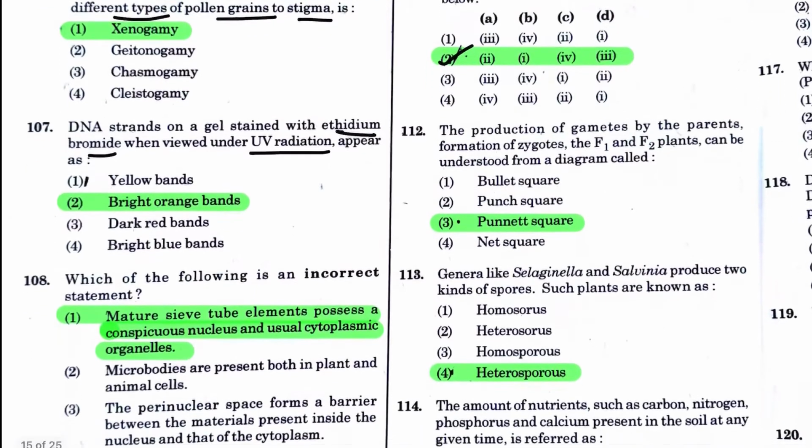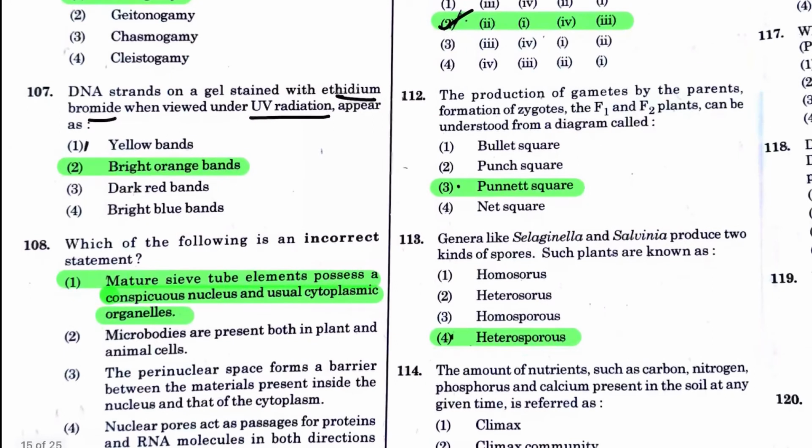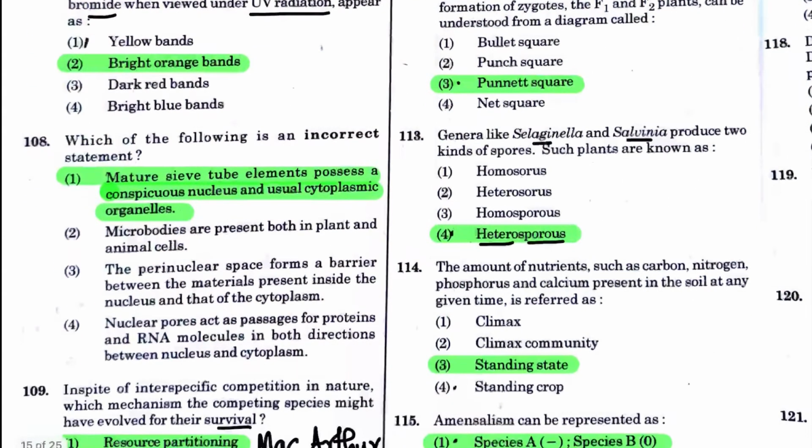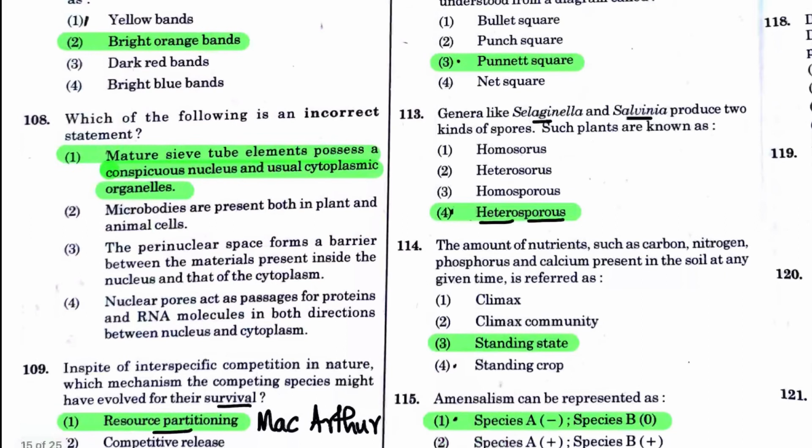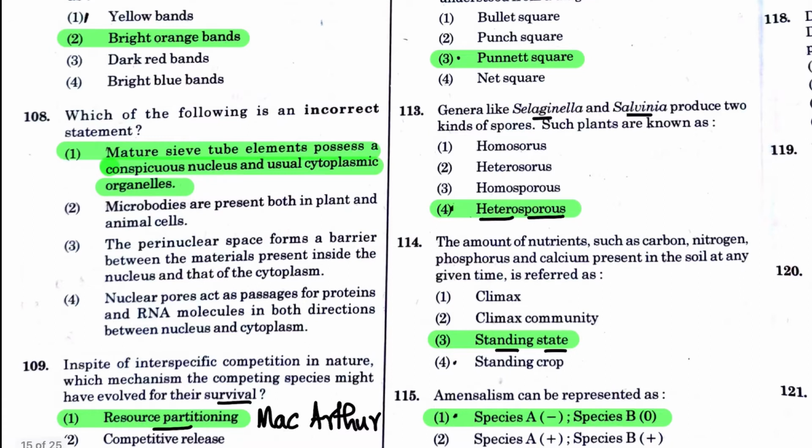Okay, for 113, genera like Selaginella and Salvinia will produce two kinds of spores. Okay, so we know Selaginella and Salvinia are examples of pteridophytes, and if pteridophytes produce two types of spores, we call them heterosporous. So generally it is different, right? So heterosporous. Okay, next question 114. The amount of nutrients such as carbon, nitrogen, phosphorus, calcium present in the soil at a given time is referred to as standing state. Okay, so they are all direct questions, right?